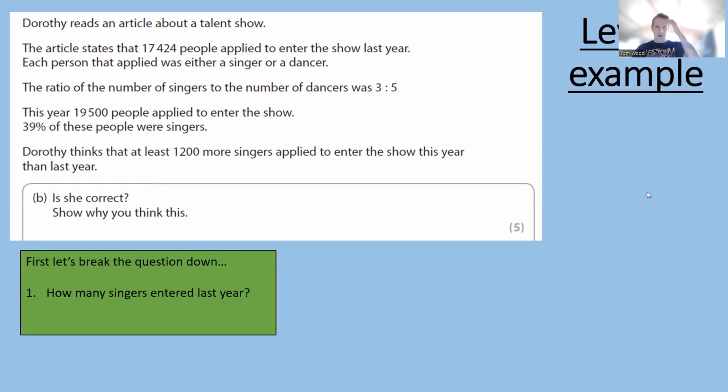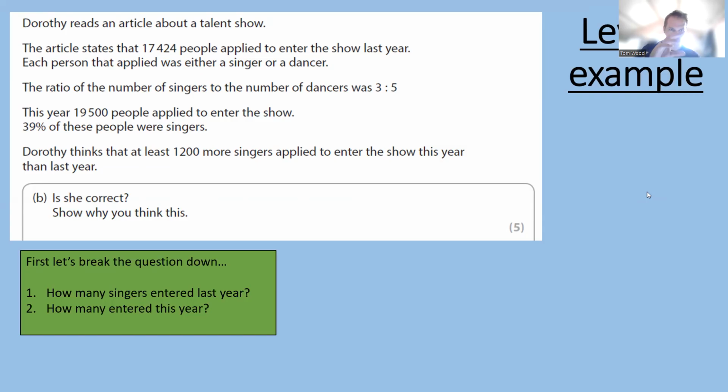First of all, we need to know how many singers entered last year. So that's going to be our first thing. We can use our ratio there to work out how many people entered last year. What we can then work out is how many people are going to enter this year? And we've got that idea there.